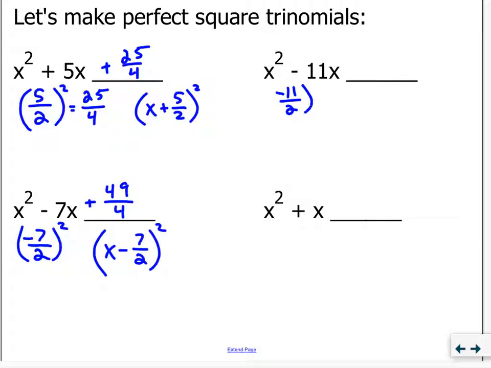Did you take negative 11 over 2 and square it? And get 121 over 4? And then we're going to write it as a perfect square trinomial as x minus 11 over 2, and that quantity squared. How about our last one? Can you do this one by yourself?